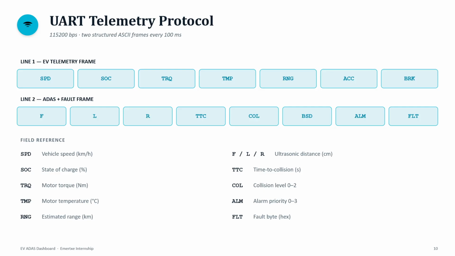So the EV telemetry frame fed data directly into the Python dashboard, and it fed speed, SOC, torque, temperature, range, acceleration, and brake.